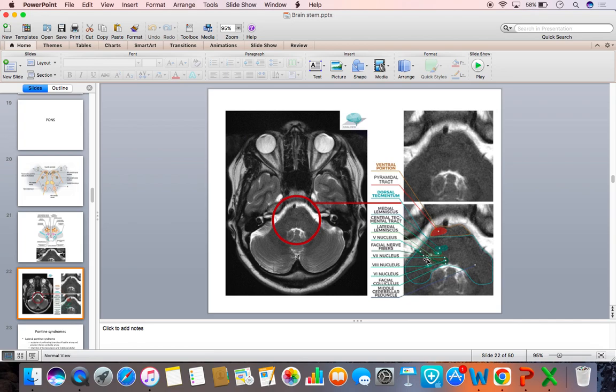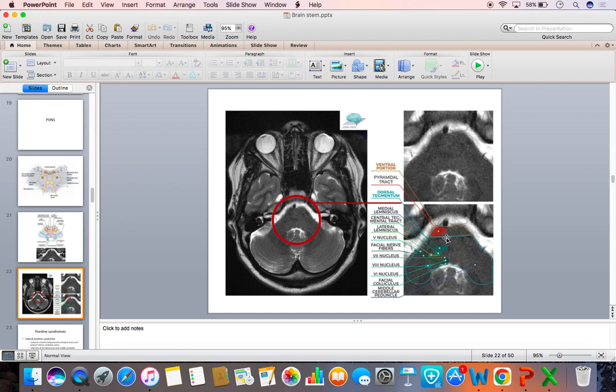Just look at this picture. It shows the nuclei of the cranial nerves. If you take it from the medial to the lateral side at its dorsal aspect, you have the sixth cranial nerve, the seventh cranial nerve, and the eighth cranial nerve, and most dorsolaterally, you have the fifth cranial nerve. This is the tegmentum part of the pons.